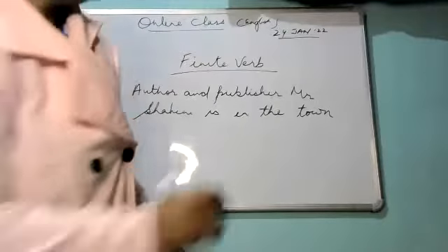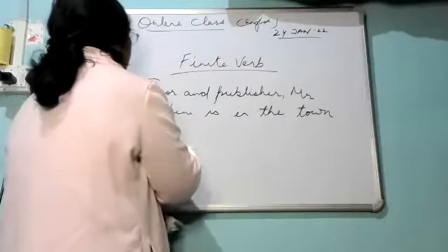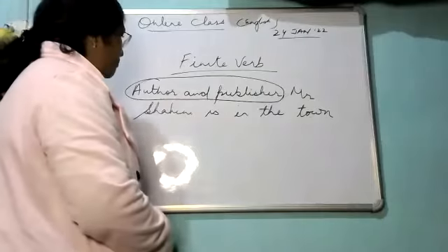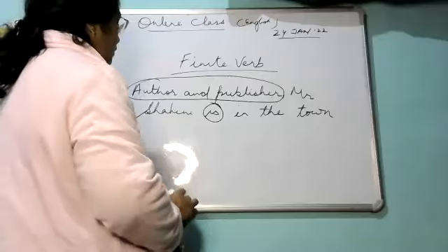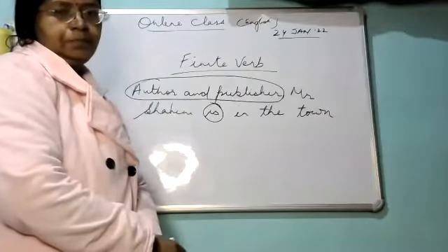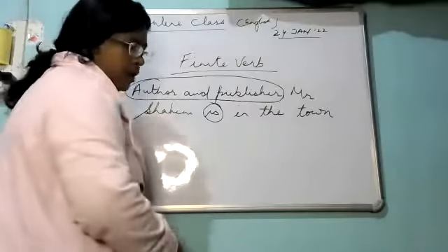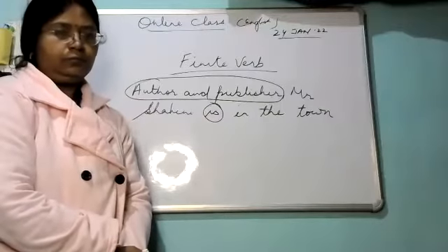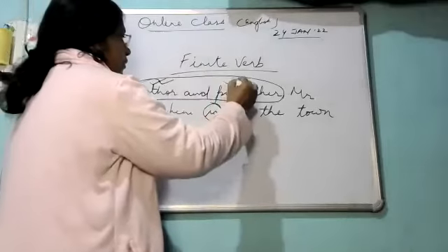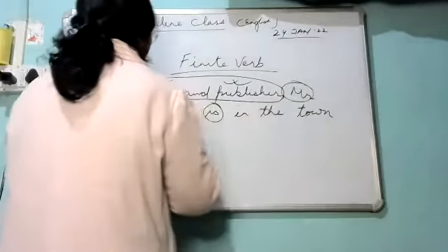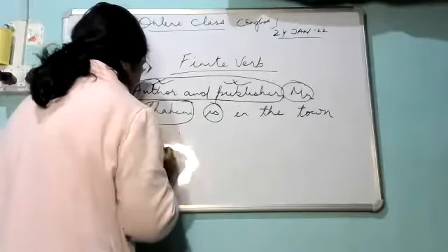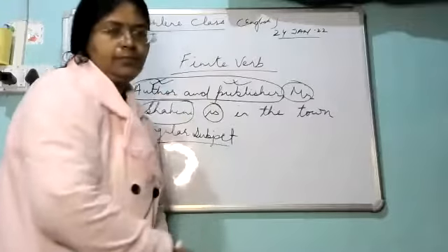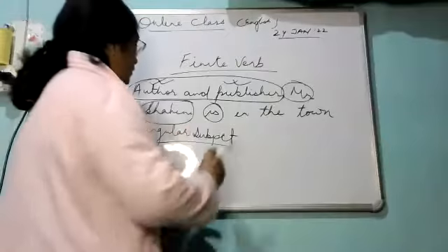So author and publisher. You may say author and publisher are there. So it should agree with a plural noun. But here it is written as a singular noun. Why? Because author and publisher are only two nouns that refer to one person. Here, two nouns refer to one person. And this person is a singular subject. Isn't it? This is singular subject. Understood? Yes, ma'am.